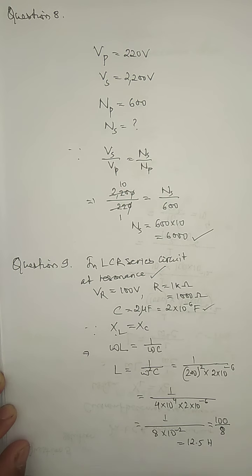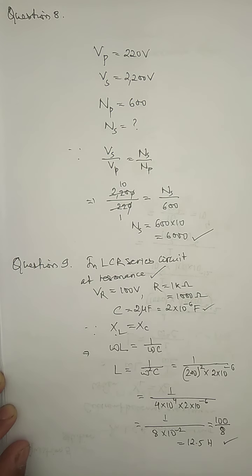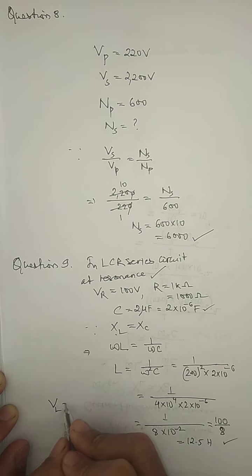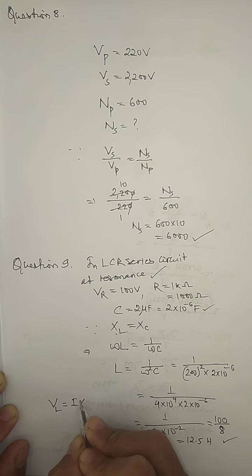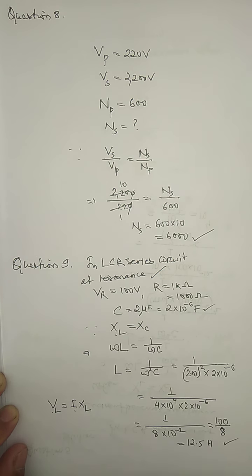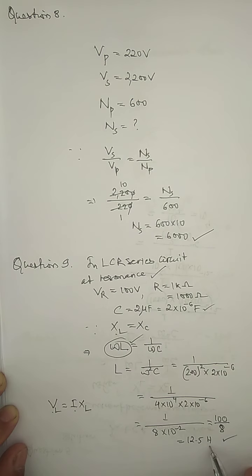You can divide with the help of a calculator, or manually also: 100 divided by 8 means 12.5, and the unit is Henry. So we got the inductance. After calculating inductance, we have to find the voltage across inductance, that is VL. VL is equal to I XL. We have already calculated L, so we can calculate the value of XL, where XL means omega L.